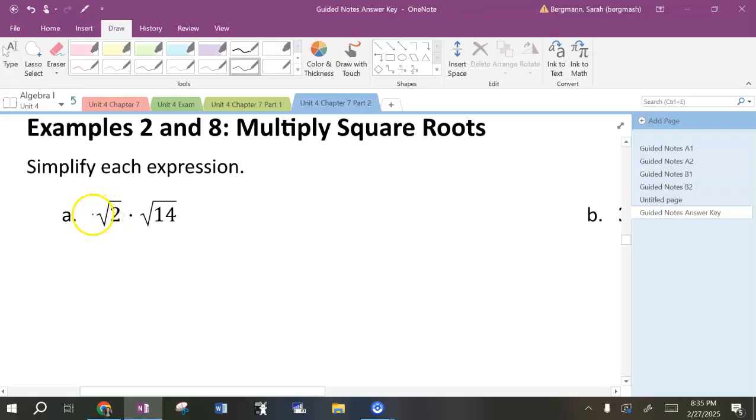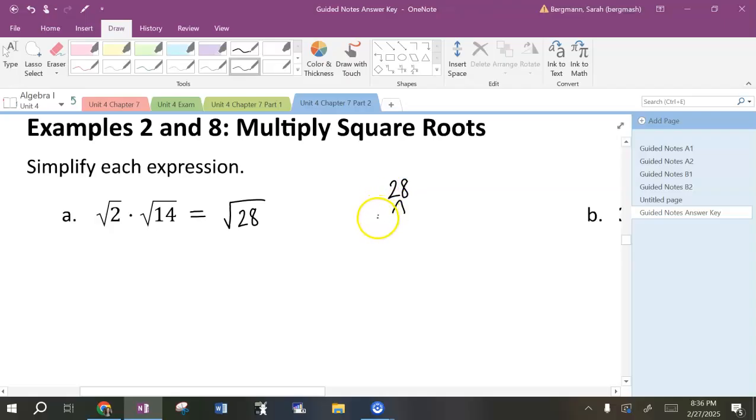These don't have any numbers on the outside. Technically, that would be a 1 square root 2 and a 1 square root 14. But you don't need to worry about that because 1 times 1 is still just going to be 1. So just look at the radicands. You have 2 and you have 14. Since they're both under a radical, the product stays under the radical. 2 times 14 makes 28. But then you have to check, does 28 have any perfect squares in it?